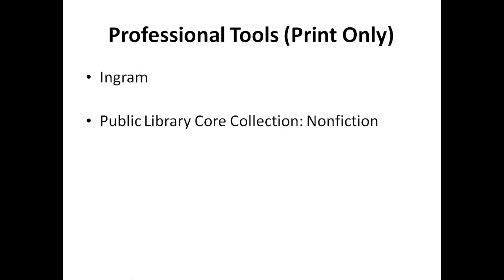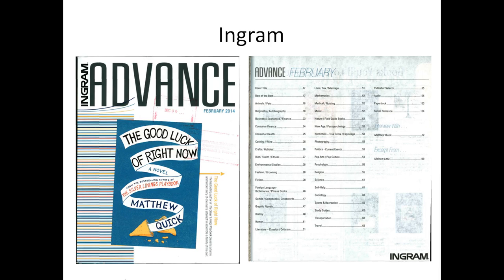Moving along, professional tools in print only. So we have Ingram and Public Library Core Collection. So Ingram is a print resource that specializes in new nonfiction materials. There is a fiction section, but as you can see, the nonfiction is sorted by subject. So it's more prominent. We will be looking at science, which is page 61, as you can see right here.